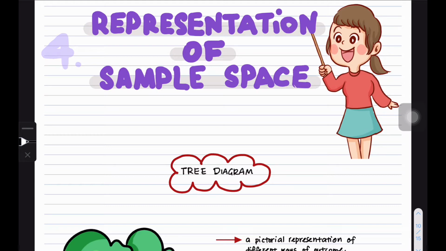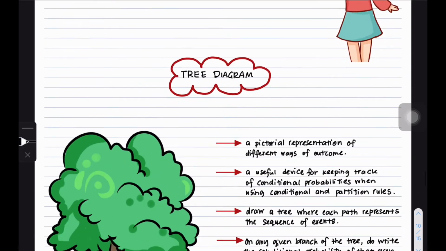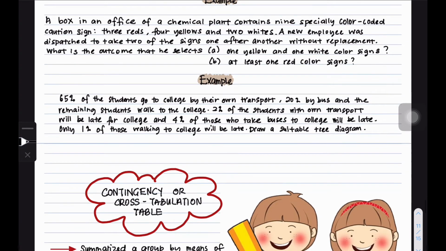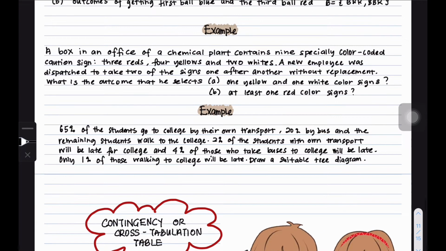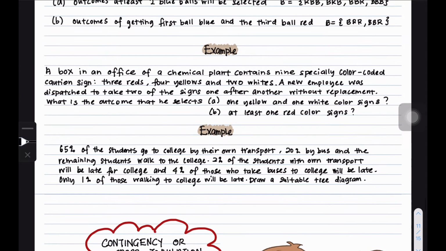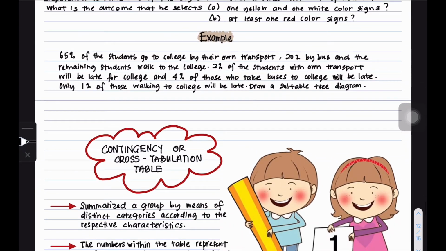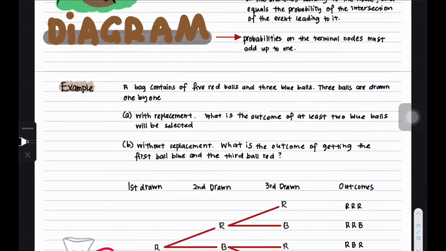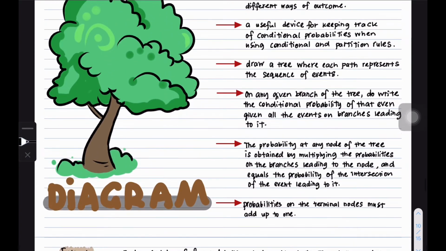Under this topic, we have 2 subtopics. The first one is by using the tree diagram, and the second one is by using the contingency or cross tabulation table. So hari ni kita nak tengok kedua-duanya, macam mana kita nak represent our sample space by using tree diagram and also the contingency or cross tabulation table. Okay, so first and foremost, let's see what is the tree diagram.